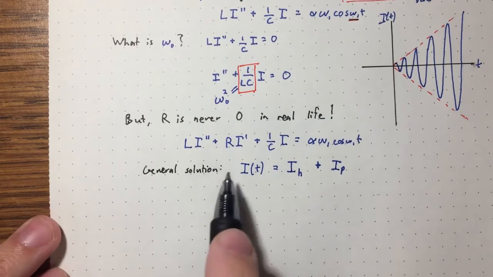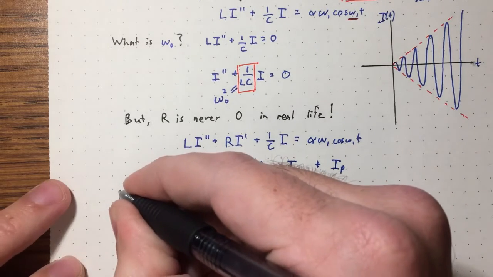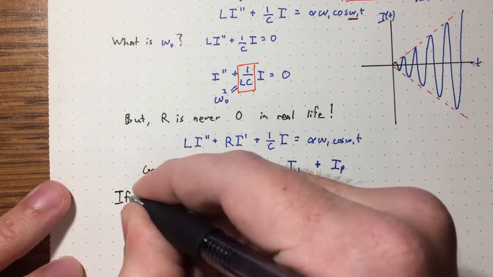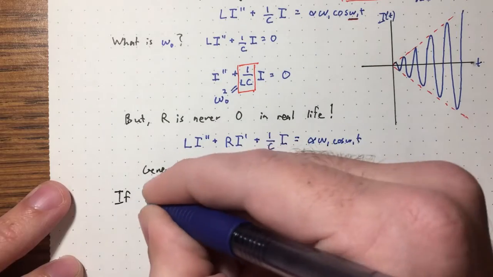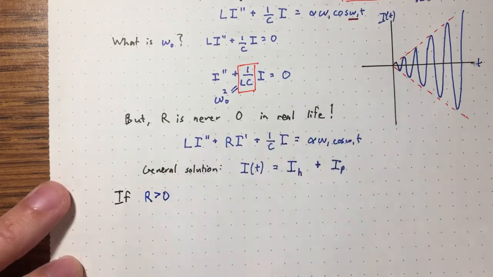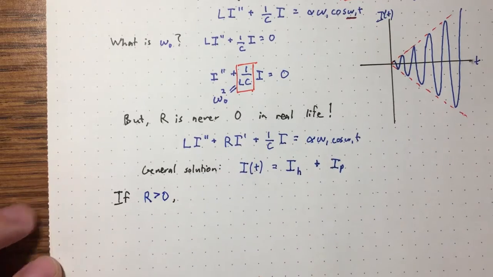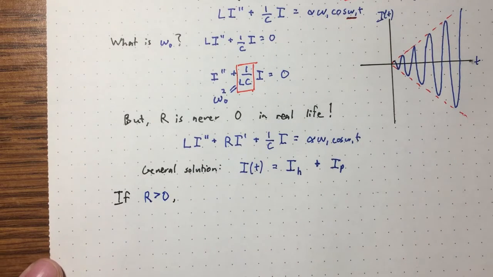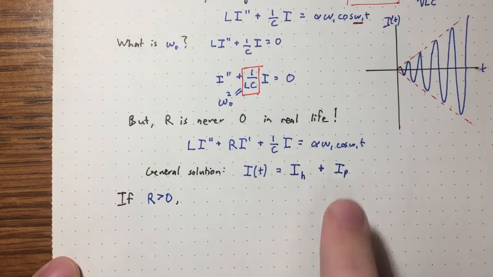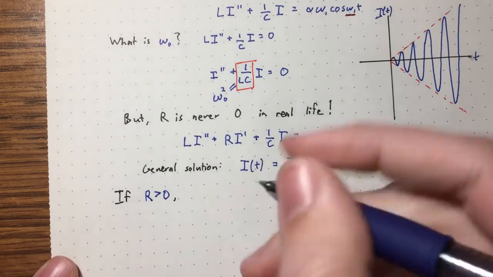But something really nice is going to happen. Okay, so if R is positive, so if R is not 0, but it's positive, so this is basically any circuit you build in real life is going to have some resistance. What is going to happen here? So i_h is actually just going to go to 0.